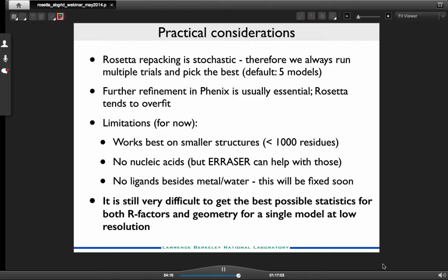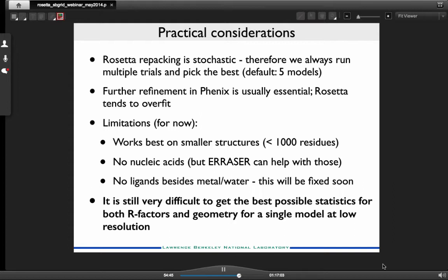I don't have the command shown here, but there's an additional flag that will instruct the program to run Phenix refine after it's finished with Rosetta, and it'll fix some overfitting and clean up some of the bond and angle lengths. And usually it'll sometimes improve the other geometry aspects as well. So it's usually beneficial, but it takes more time, so it's not on by default.